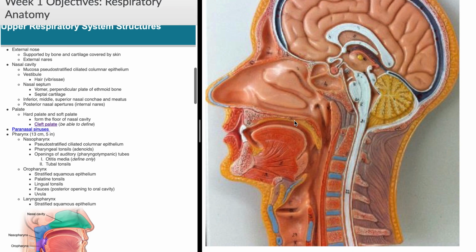The palate forms the floor of the nasal cavity as well as the roof of your mouth. And there is a concept that you just have to have a rough idea of, which is called cleft palate. I've put a little link in here so I don't have to talk at length about this disorder, but click on the link and it'll take you to learn about why this happens and when this happens and how often this happens. But basically, it's the lack of a closure of the hard palate, which creates an additional opening between the nasal cavity and the oral cavity.